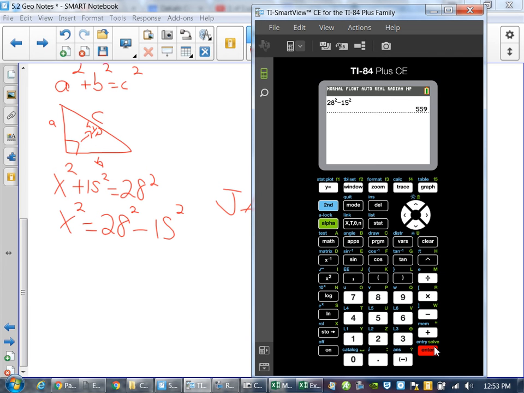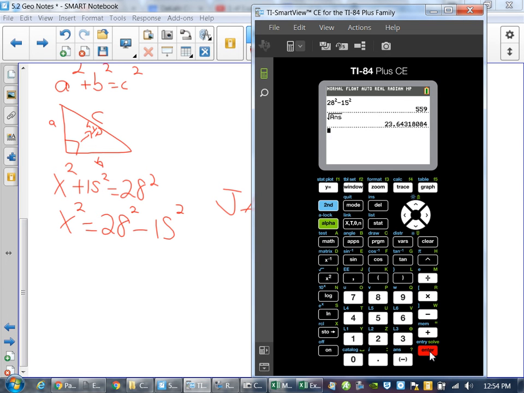Now remember, you have to undo squaring. And how do you undo squaring? Well, you take the square root. So instead of typing in square root of 559, what you do is this. You hit your square root button like you would normally, and then you look for the key that says answer. If you have the multi-view, it should be at the negative symbol. Hit second negative, it should come up as answer. A-N-S, and then hit enter.